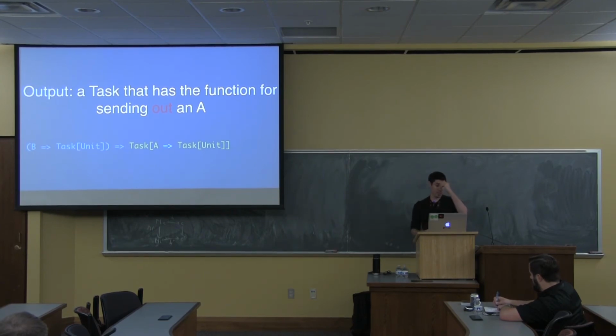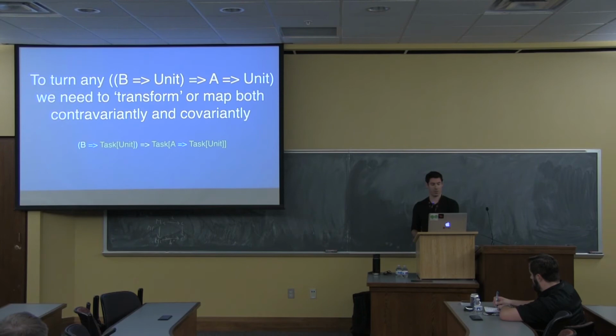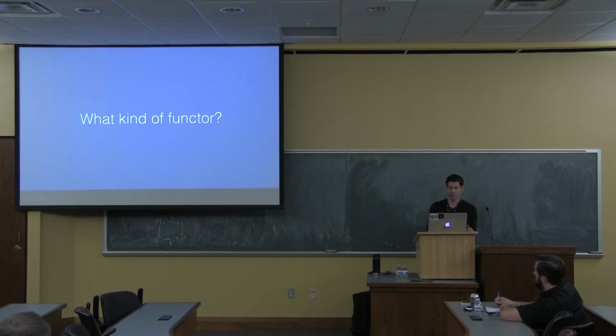So why did I switch the B and the A parameter though? Does anyone know? All right, I'll get to that. To turn a B to unit into an A to unit, I'm ignoring the task here. We need to map both covariantly and contravariantly. So what kind of functor is this?